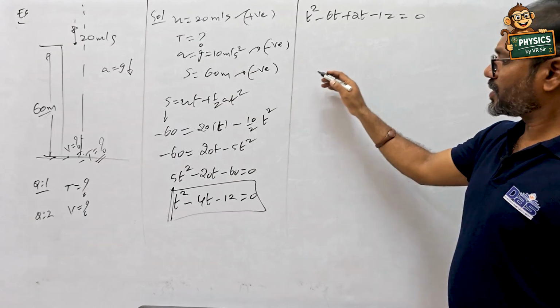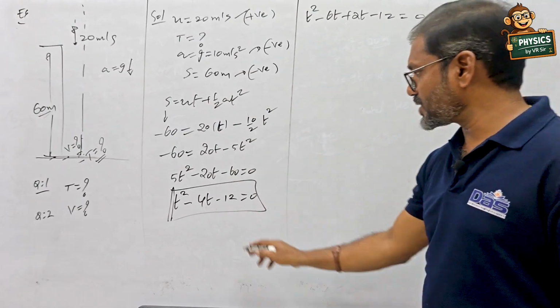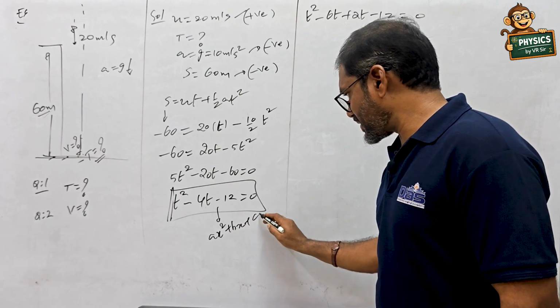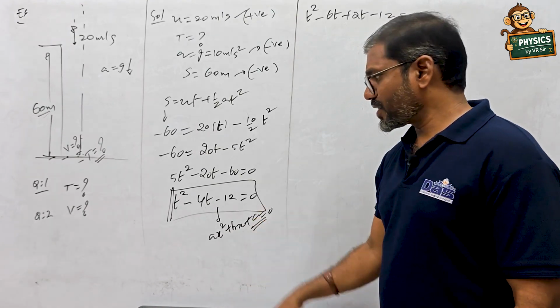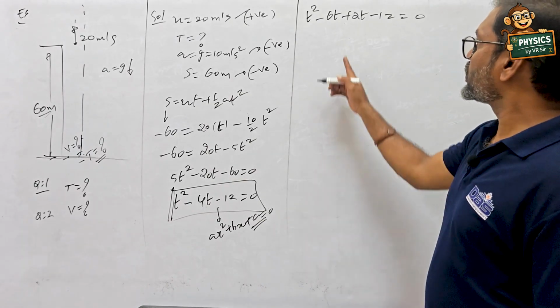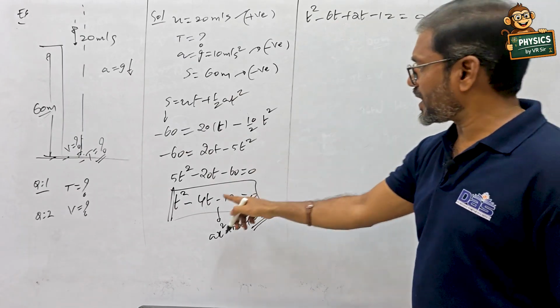I hope you all know the factorization of a quadratic equation, of the form ax square plus bx plus c is equivalent to 0. So we can solve it for x. Anyway, you can split into factors, right? So if you add these two, what is the expression? Minus 4t.